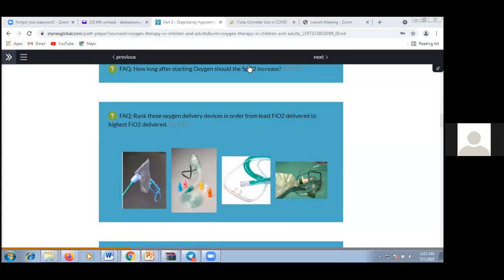3124, Amar Gabri: nasal prong, face mask, venturi mask, reservoir. Yeah, almost all of you are telling us 3124. That's correct and right.